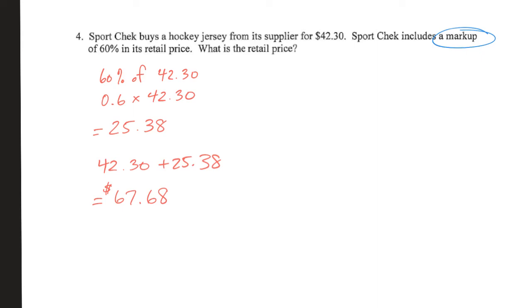Can you guys see that this is really like the tax question, and you could have done this question in one step? If we're going to mark up the price 60%, then I need everything from the old price, which is 1, plus an additional 60%. Well, if I just took 1.6 and multiplied that by 42.30, push some buttons.